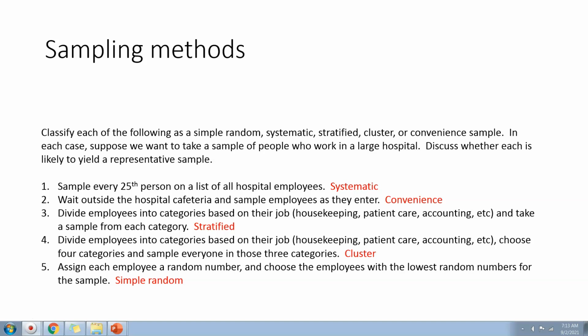And there might be some reason you'd want to do that. Say housekeeping was one of yours. You might want to make sure you're getting people of all levels within housekeeping. And the same thing with accounting. Maybe that's one of the ones you decide. But that's cluster because you're sampling everybody in those categories you pick. And finally, the simple random sample, that's the perfect example. That's the ideal.